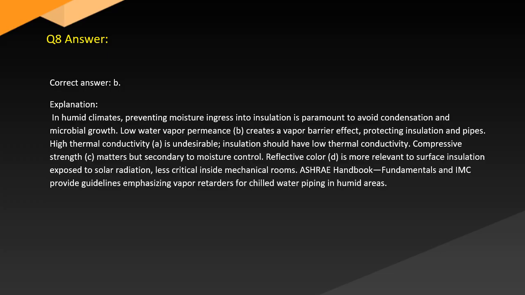Compressive strength (C) matters, but is secondary to moisture control. Reflective color (D) is more relevant to surface insulation exposed to solar radiation, less critical inside mechanical rooms. The ASHRAE Handbook, Fundamentals, and other references provide guidelines emphasizing vapor retarders for chilled water piping in humid areas.